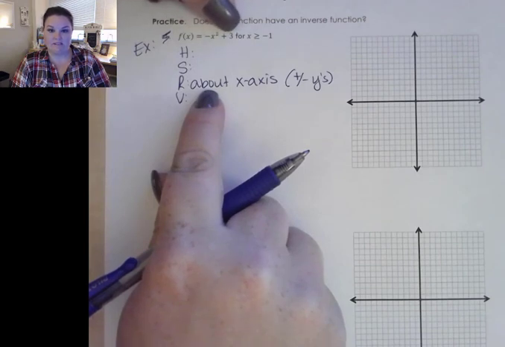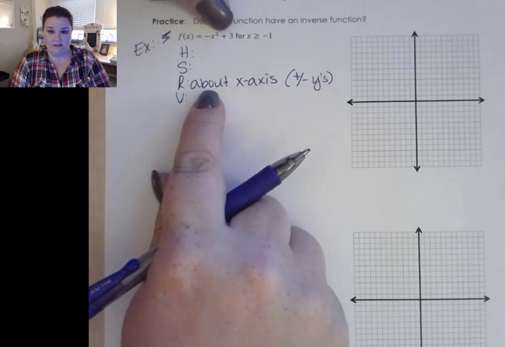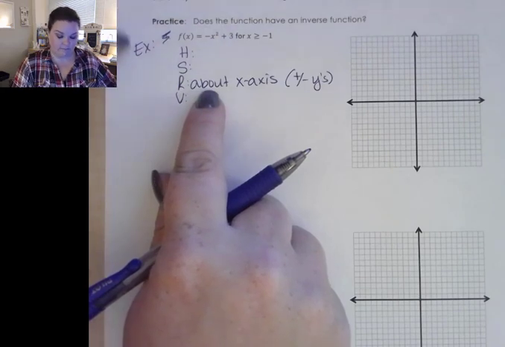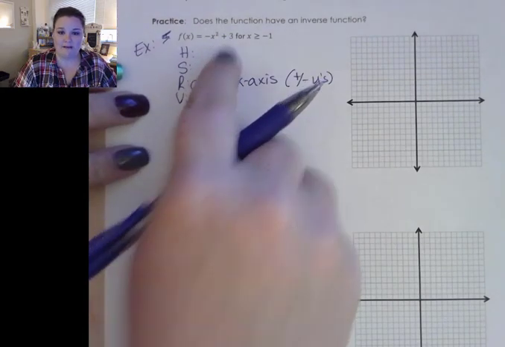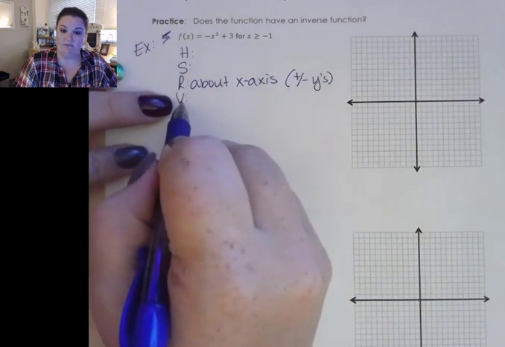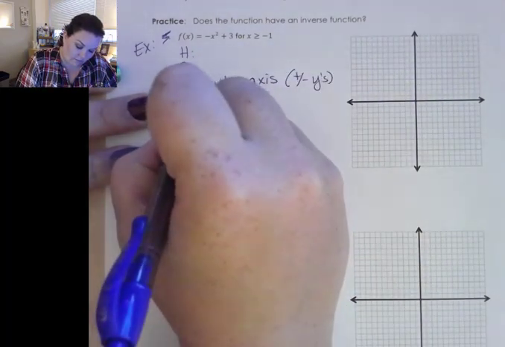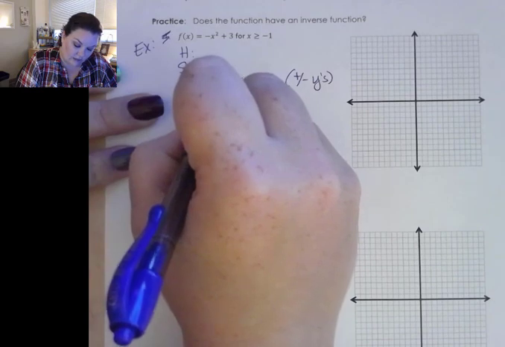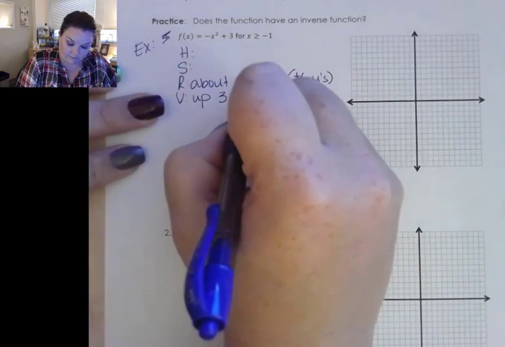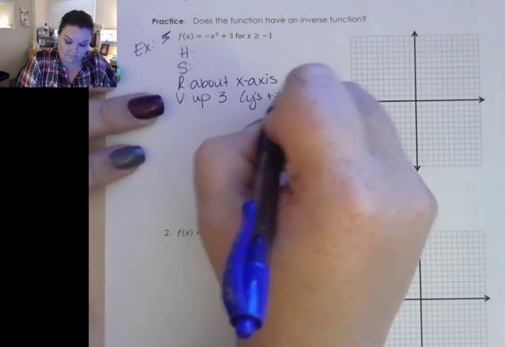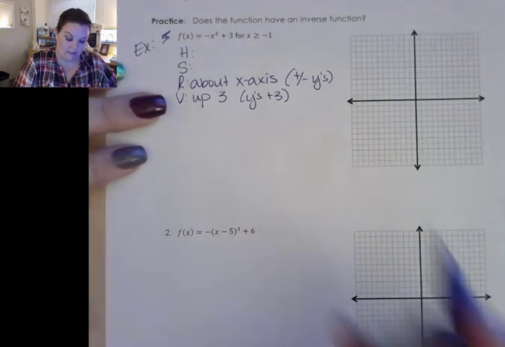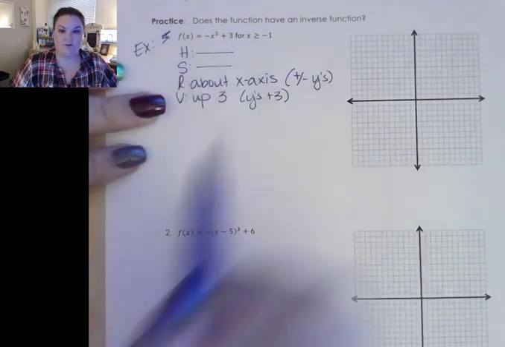Now I want to look at the plus 3. The plus 3 is not inside a squared quantity, so it's also outside the function. And a positive 3 outside the function represents a vertical shift. So this is going to be a vertical shift up 3. So I'm going to take all my y's and add 3 to them. So no horizontal, no stretching.